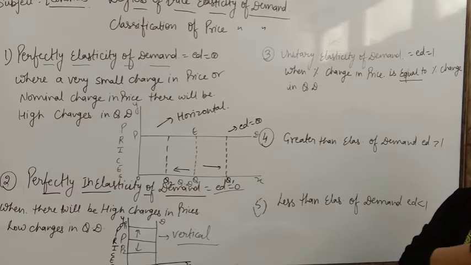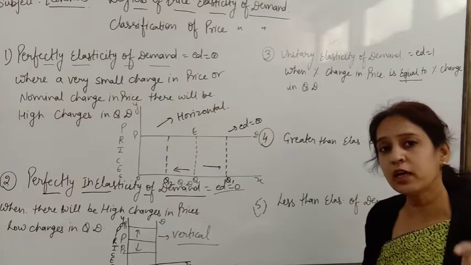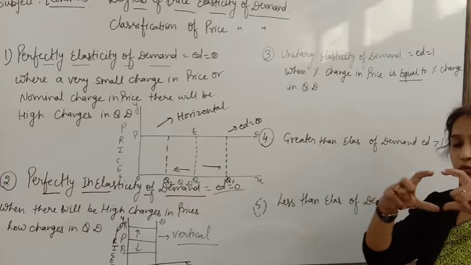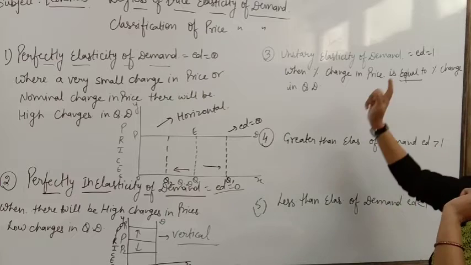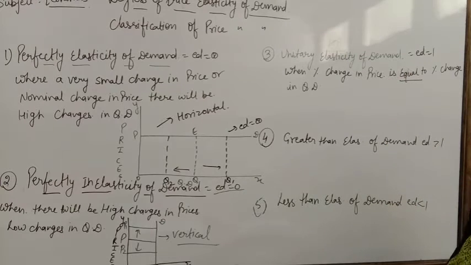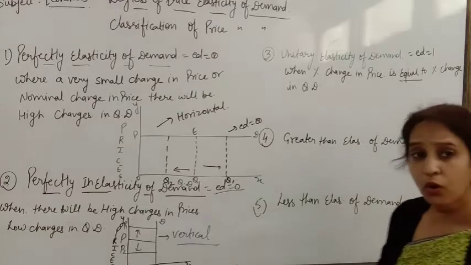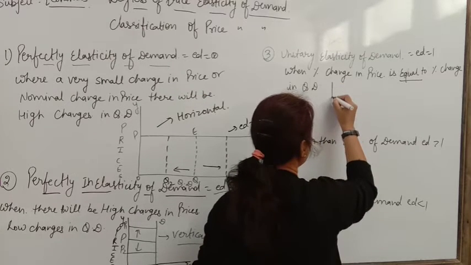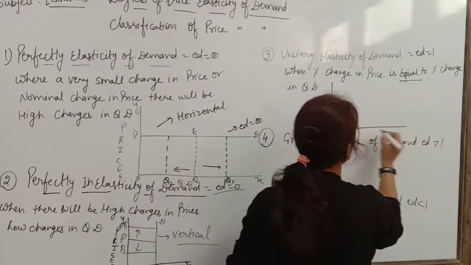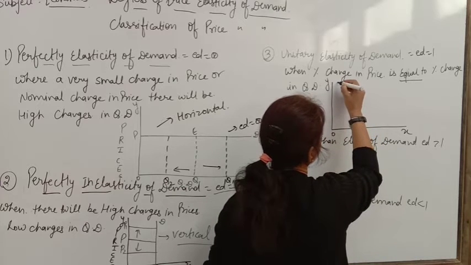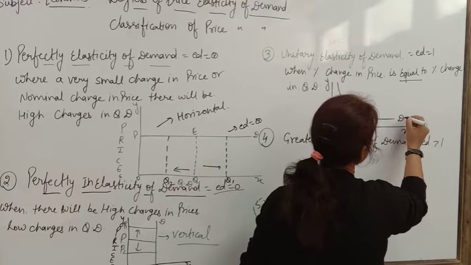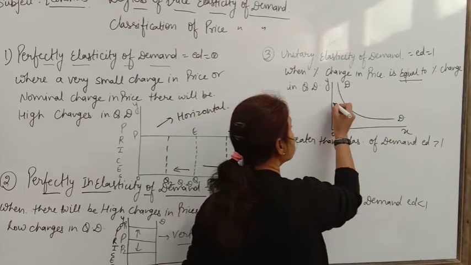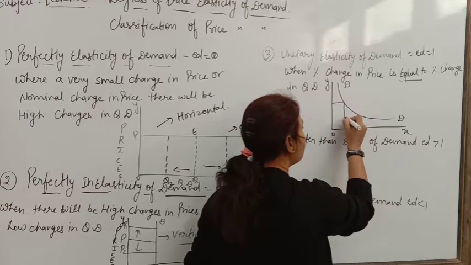Clear? If there is a 20% change in the prices, the quantity demanded will change by how much? 20% only. So both will have equal changes. That kind of elasticity of demand is known as unitary elasticity of demand, or we can say ED equal to 1. In that condition, the demand curve will be in which shape? Rectangular hyperbola. That is known as a rectangular hyperbola, in which all the areas will be equal.